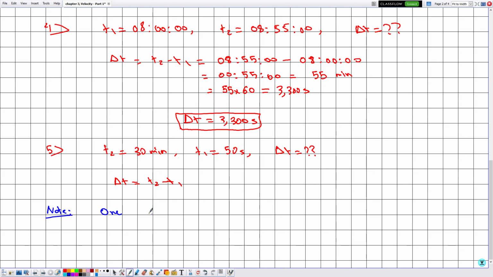One cannot add or subtract quantities in physics unless they have the same unit.